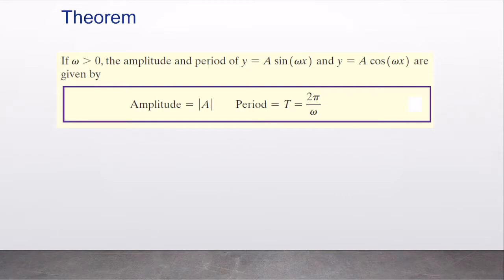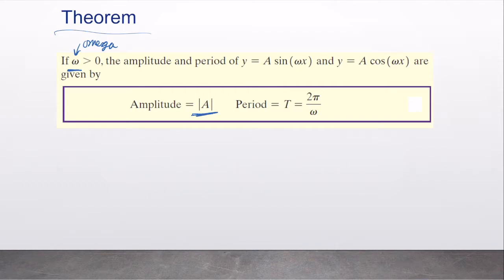Our next theorem tells us how to calculate the amplitude and period of a sinusoidal, so like a sine or cosine function. So if omega, that's what this symbol is, lowercase omega, is greater than 0, the amplitude and period of y equals a sine of omega x and y equals a cosine of omega x are given by: amplitude is going to be the absolute value of a.